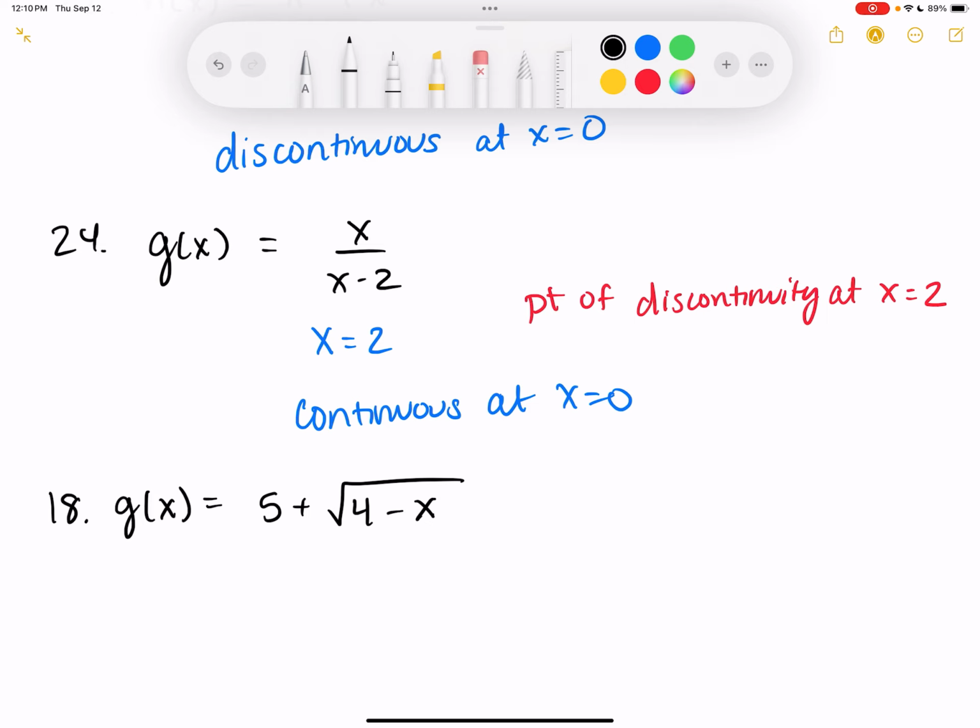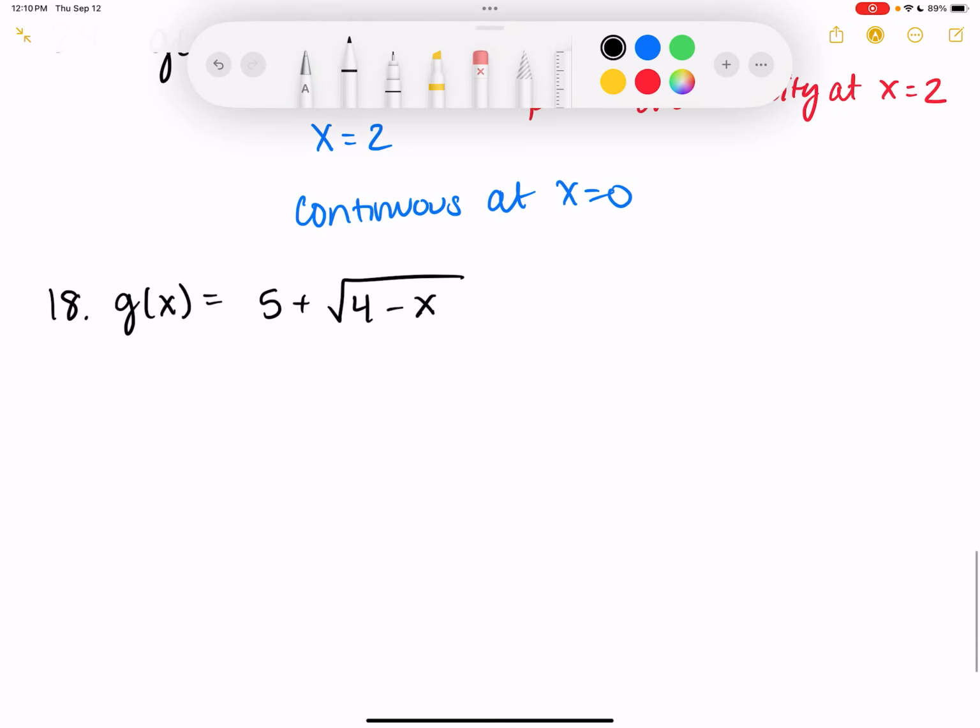I guess nobody's done 1.3 yet. That's okay. All right, get out your calculators. We're going to graph these. Can I get some water real quick?